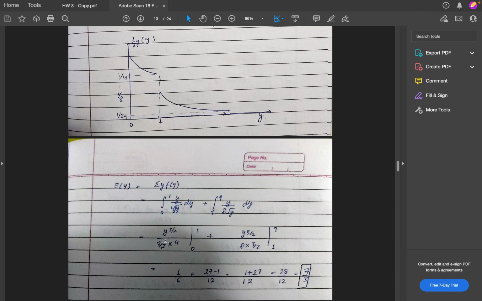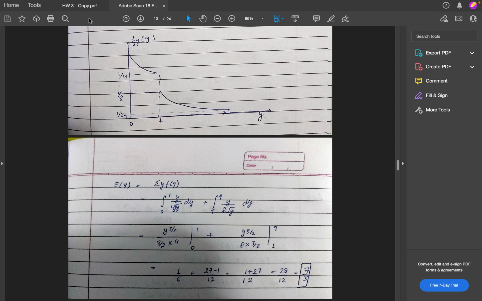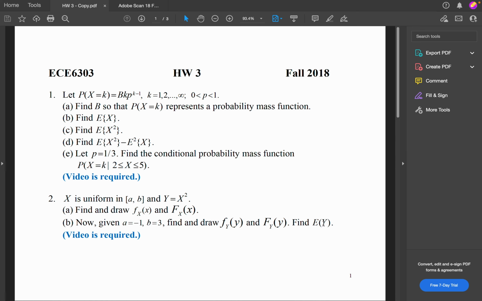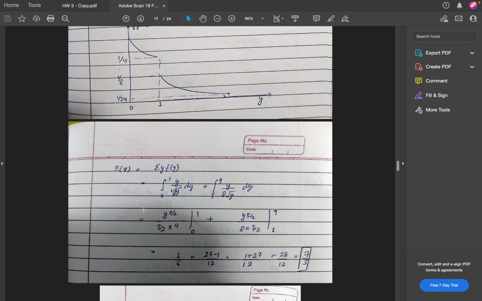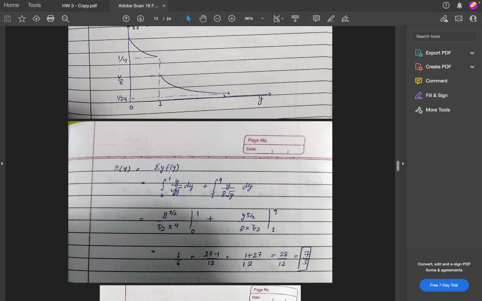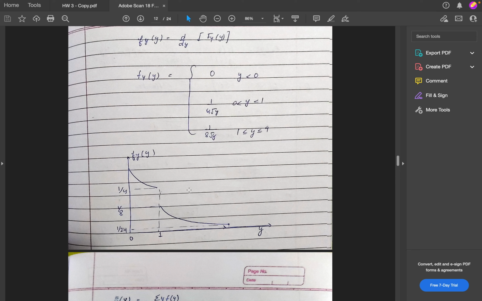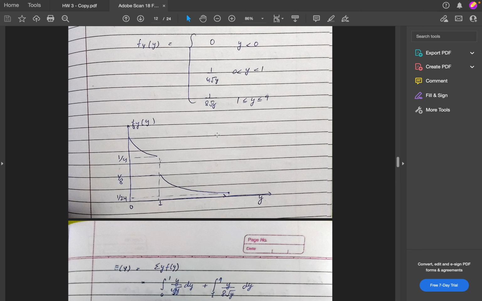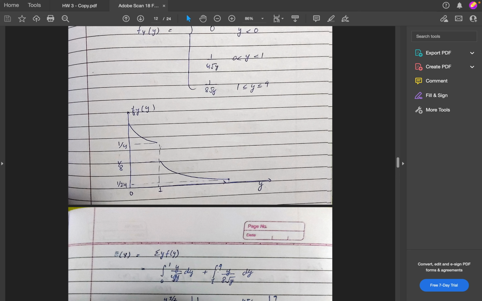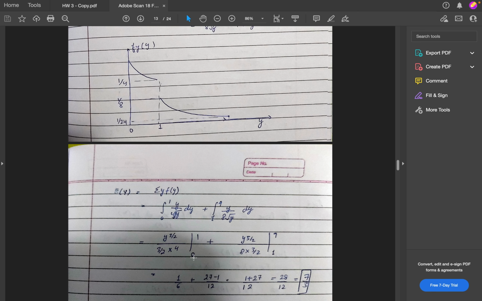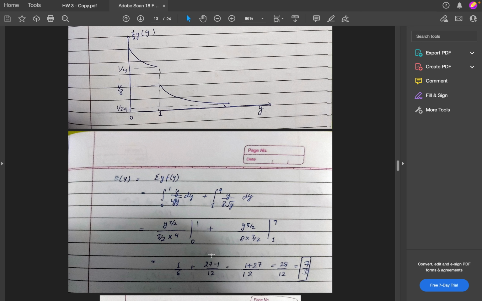Now we have to calculate the expectation of y. This is given as the integral of y times f of y. For the interval 0 to 1, f of y is 1 upon 4 root y, and in the interval 1 to 9 it's 1 upon 8 root y. So we will integrate over the two intervals, and the final value that we get after integration is 7 by 3.